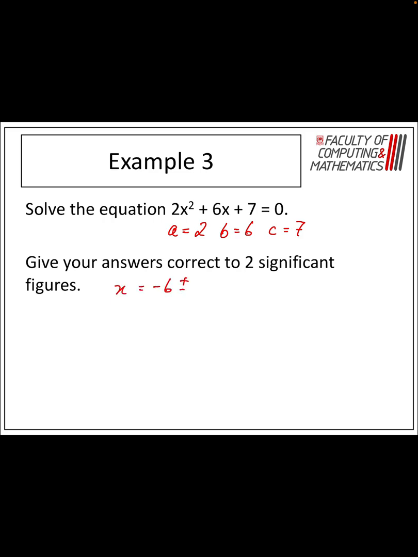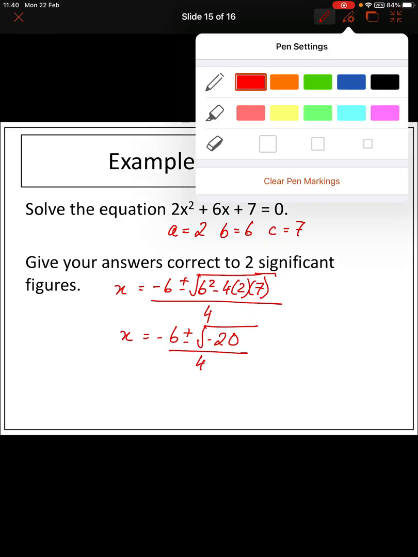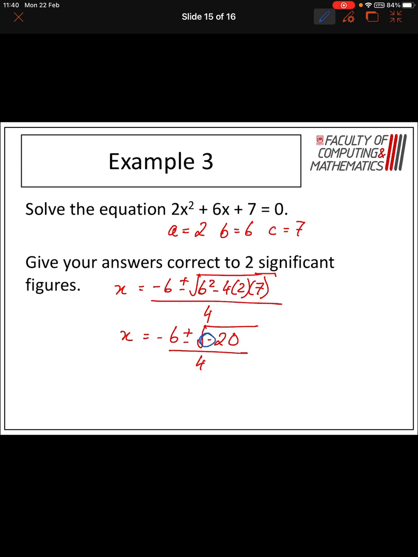So minus 6 plus or minus the square root of 6 squared minus 4 times 2 times 7, all over 2 times 2, so 4. Now, what I get is I've got x is equal to minus 6, like I said, I'm going to do the discriminant, over negative 20, and that's my problem there, okay? No candidate should ever be getting a negative under the square root sign at National 5 Maths, okay? So we tell them that you can't take the square root of a negative, okay?